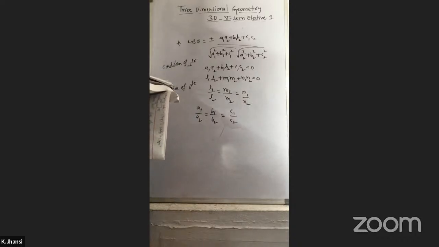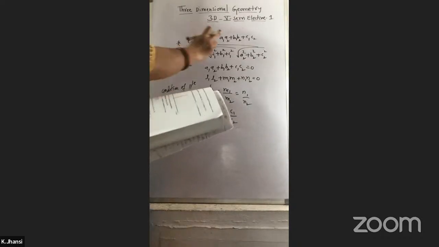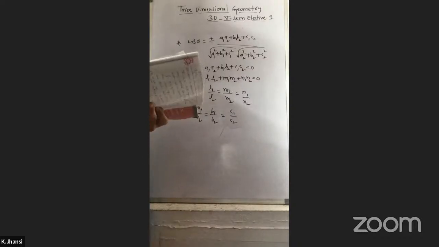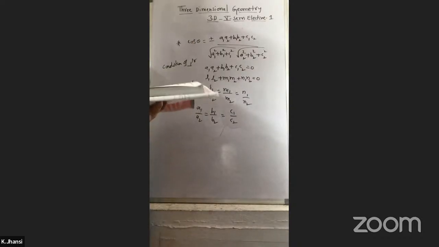Next, page number 28. Four points are given, and we have to find the angle between the lines RS and PQ. First, you have to find the line RS and also PQ. Then with the help of this formula, find the angle between those two lines. This example problem is also important. Then you can practice all the worked out exercises.